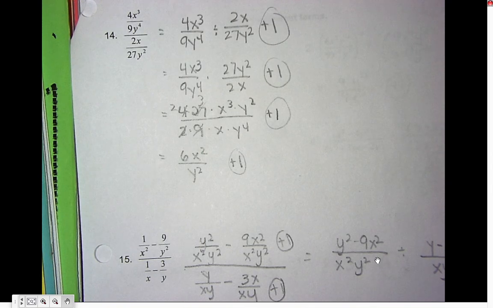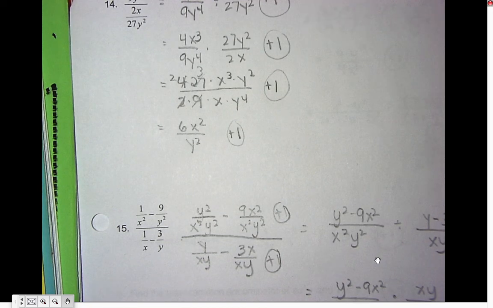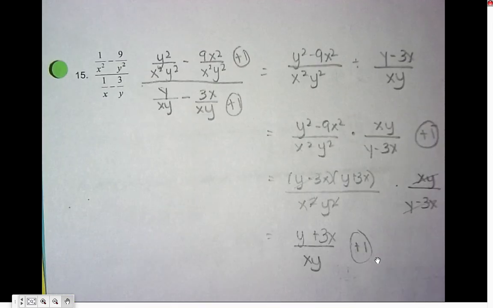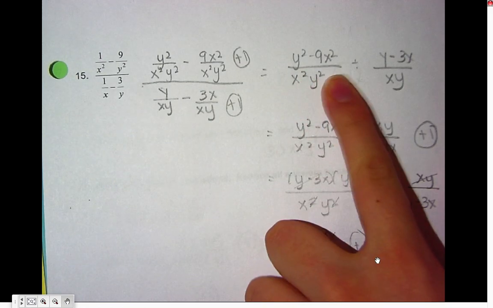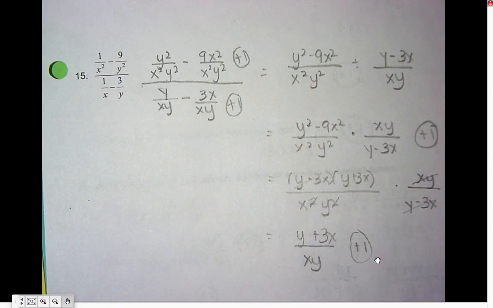And then in number 15, your LCD of your primary numerator is x squared y squared, and your LCD of your primary denominator is xy. So when you add, or when you subtract your primary numerator, you get x squared y squared minus 9x squared, and then you're going to divide by y minus 3 all over xy.